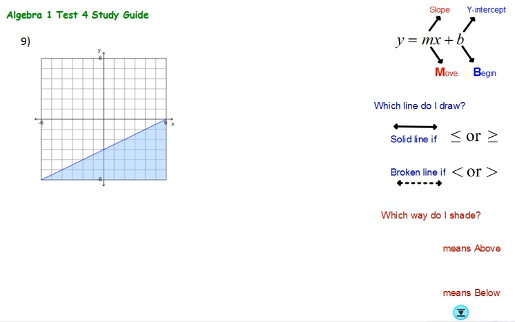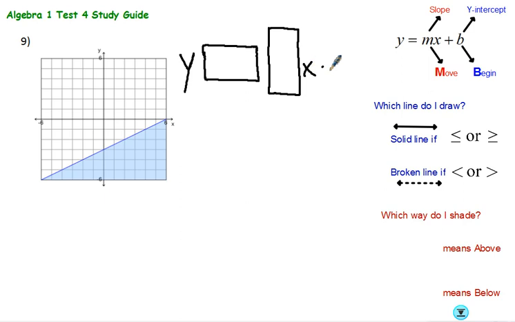Now, number 9 is pretty much the same thing that we just did, but guess what? Inequalities are back. The shading is back. But that's all right. That's not a big deal. So we're going to do our little box thing here, but we're going to add one other box, because it's not just y equals mx plus b. It's figuring out, hey, what inequality symbol did they use? That's the other thing we've got to figure out.